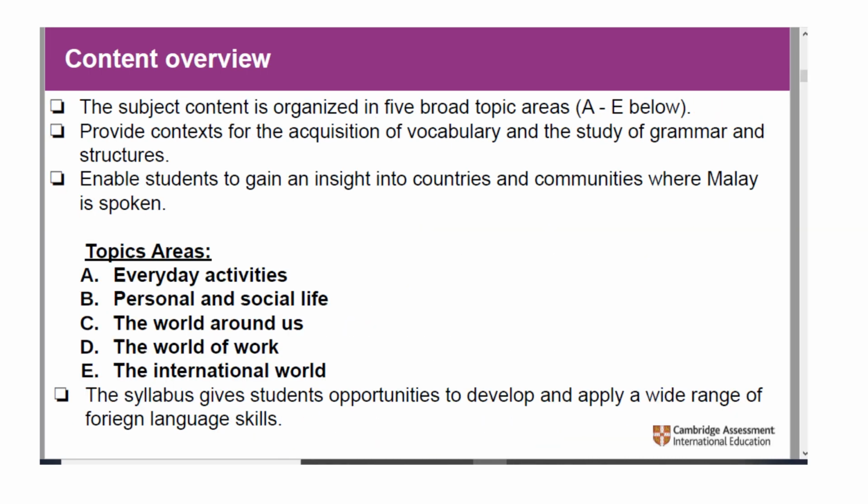So the content overview of our syllabus: there are 5 topics, A to E, and these 5 topics will help us provide context for vocabulary and the study of grammar and structures, and prepare us for our IGCSE examination at the end of year 11. Okay, so these topics are everyday activities, personal and social life, the world around us, the world of work, the international world.